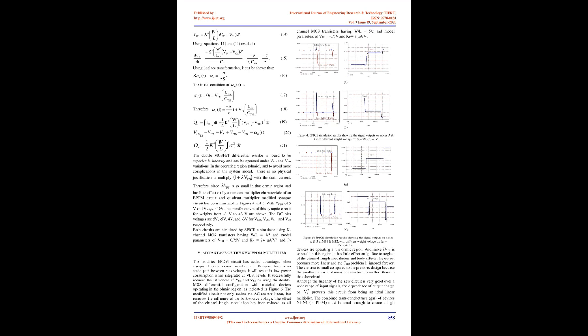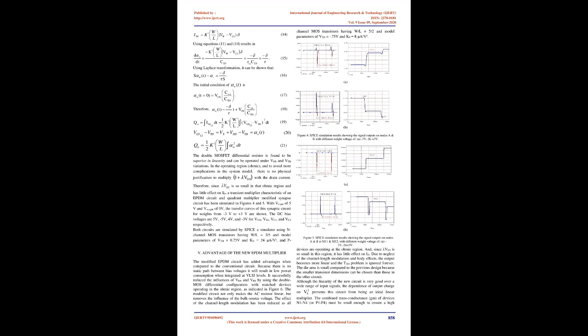Advantage of the new EPDM multiplier. The modified EPDM circuit has added advantages when compared to the conventional circuit. Because there is no static path between bias voltages, it will result in low power consumption when integrated at VLSI levels. It successfully reduced the influences of VDS and VBS by using the double MOS differential configuration with matched devices operating in the ohmic region, as indicated in Figure 6.